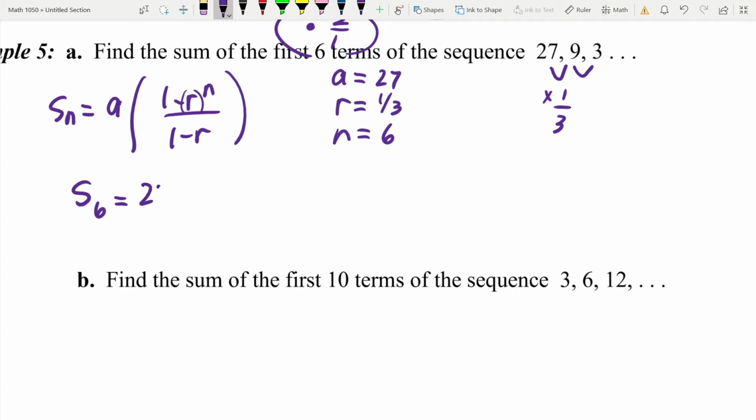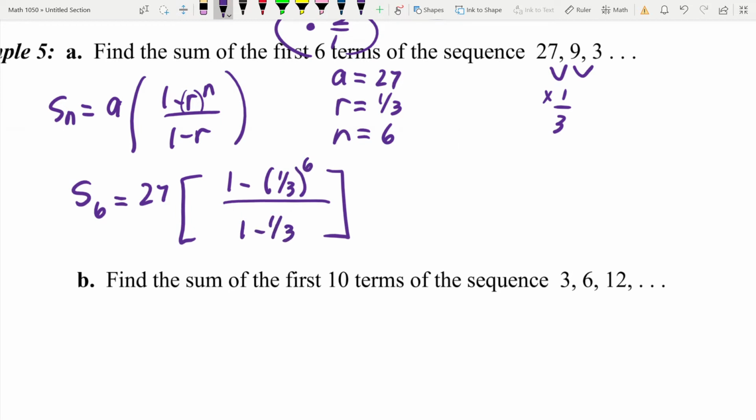So the first term is a 27. Then I'm going to go bracket, just because it gets a little complicated. Then 1 minus, in parentheses, 1/3. Close it off. Raise it to the n, which is 6, over 1 minus 1/3. Okay, and everybody listen. We're going to put this whole thing in as just one big input into the calculator, there's two places that I need to put parentheses around. Can somebody tell me?